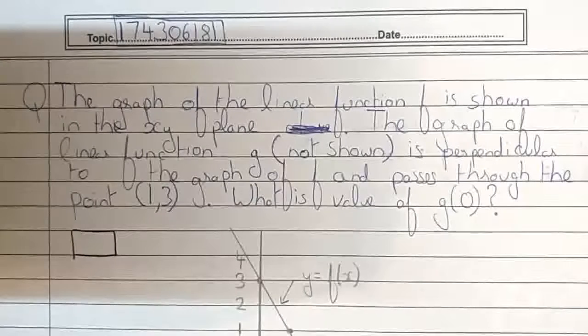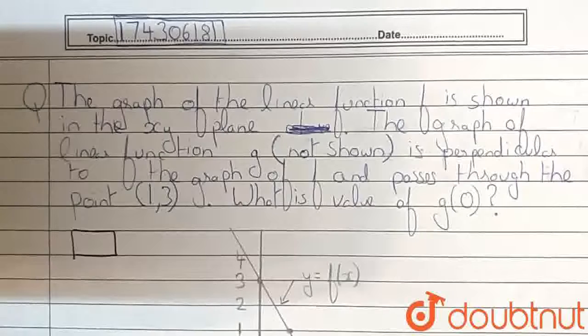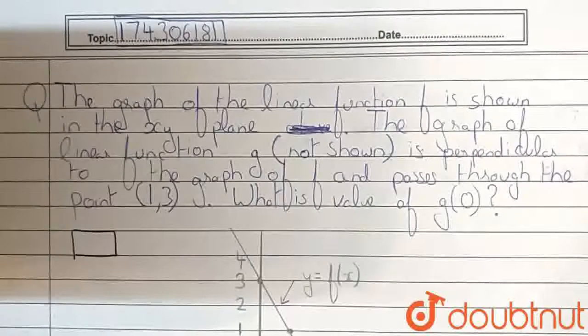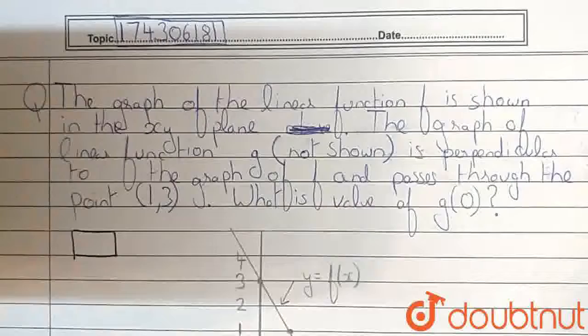Right, so this is our question. Here we are told that the graph of the linear function f is shown in the xy plane. The graph of the linear function g, which is not shown, is perpendicular to the graph of f and passes through the point (1, 3). What is the value of g(0)?